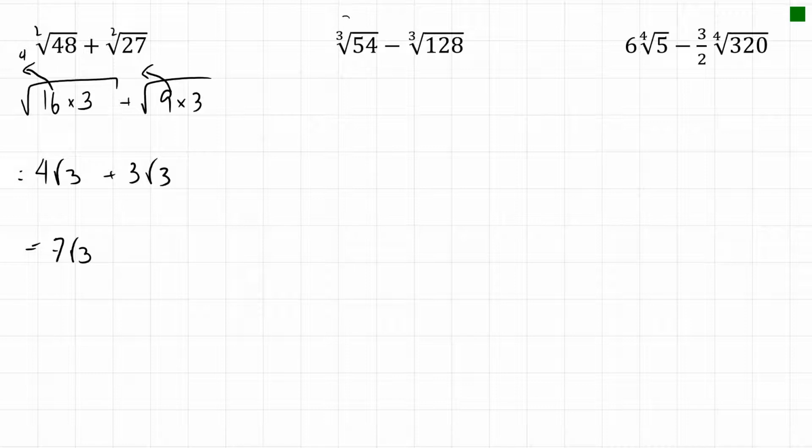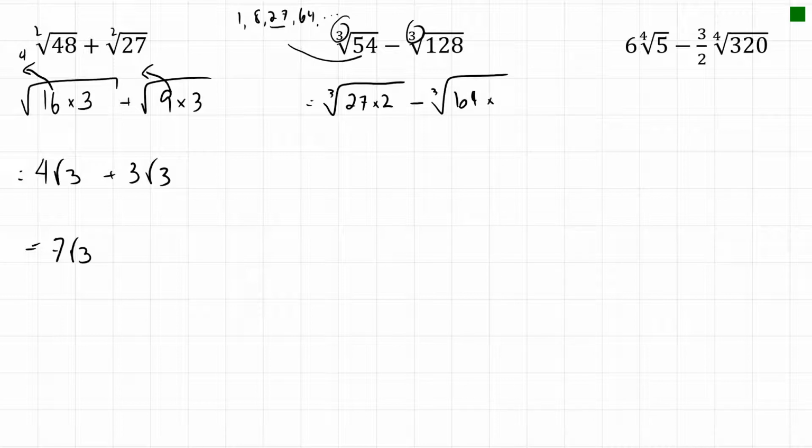Moving on, here I'm looking for perfect cubes. Here's a reminder of what they are, the first 4 at least. So I recognize that 27 goes into 54 twice, and 64 goes into 128 twice.